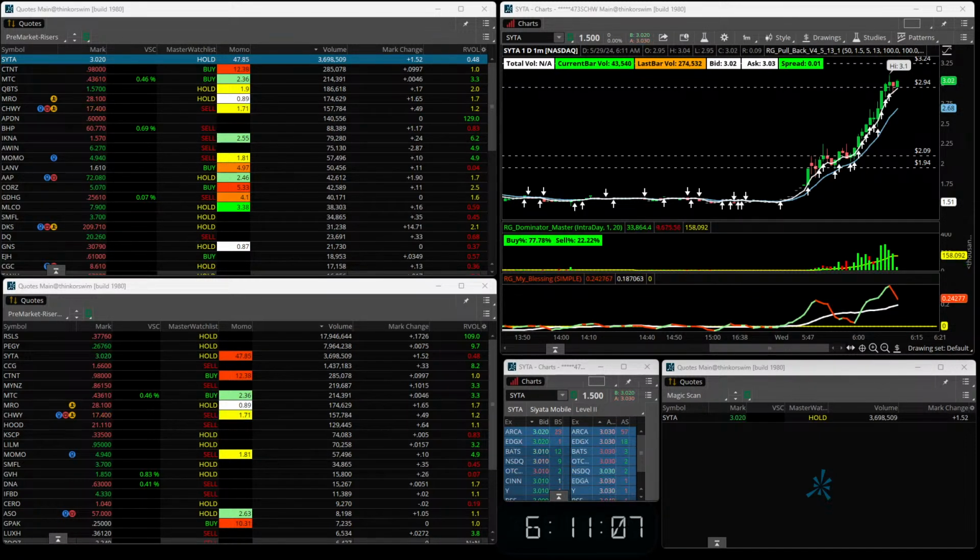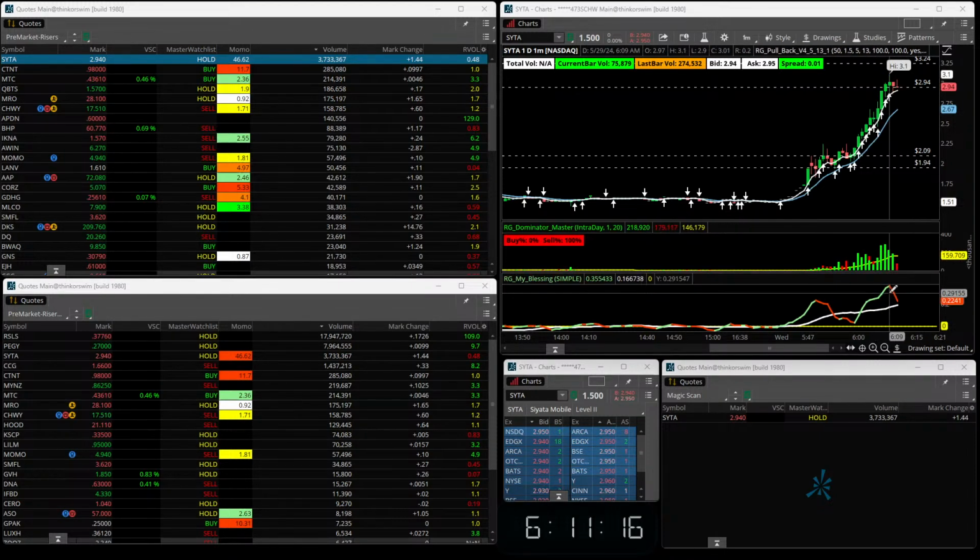Holding 294, that's a good sign. We may go up a little higher, just got to be patient and wait. Watching these indicators to see if they turn back around.